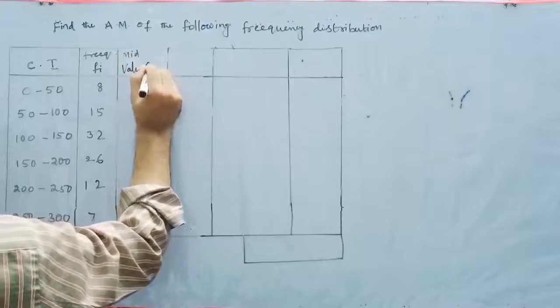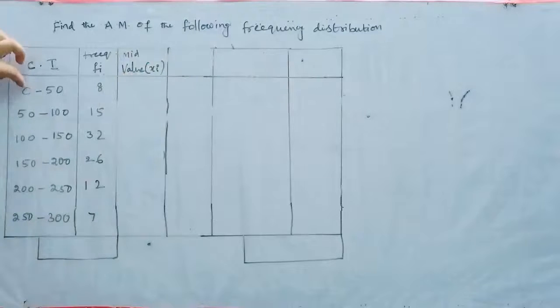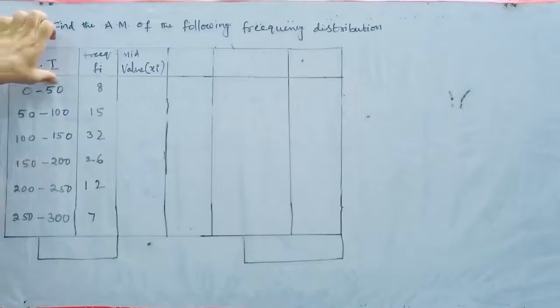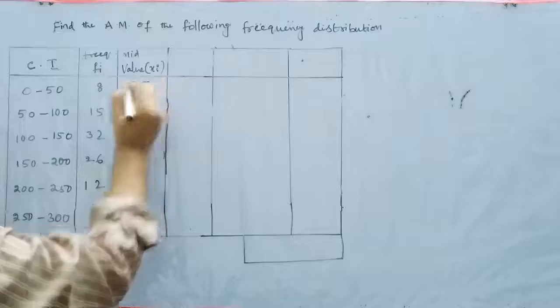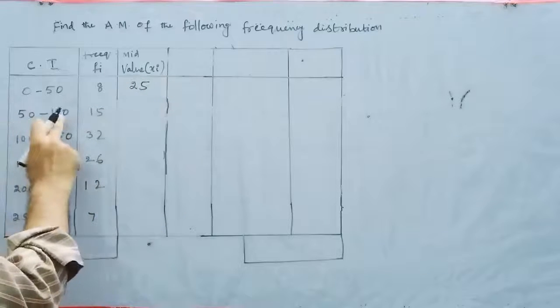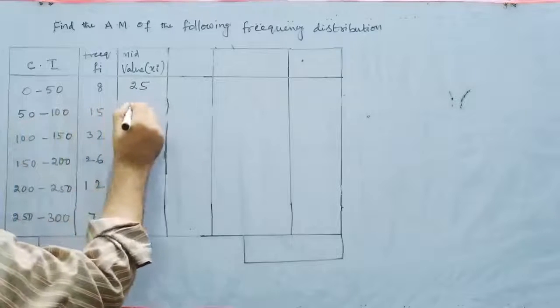Mid value is taken as Xi. The formula to find the mid value is (a plus b) by 2, the average of each class interval. So for 0 to 50, 50 by 2 is 25. Next one, 50 plus 100, 150 by 2, that is 75.